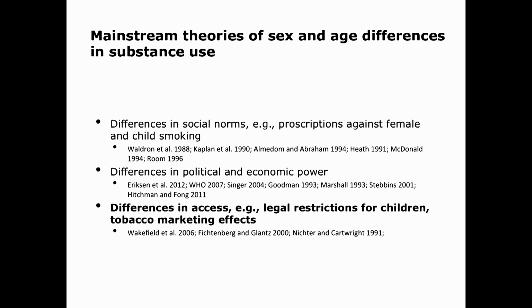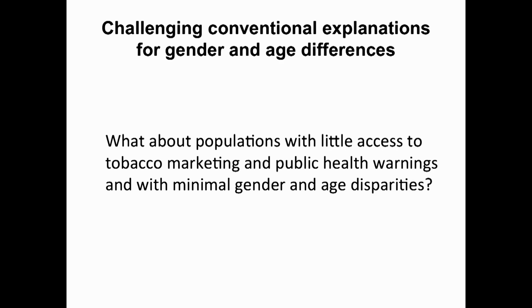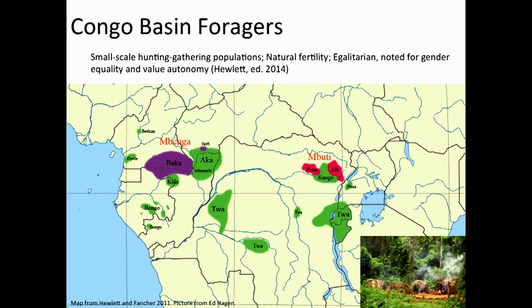But then that got us thinking, what about populations that don't really have access to this tobacco marketing and other marketing of drugs, and that actually have high amounts of gender equality? Not gender inequality, but gender equality. So that's, I just asked that question. Now you guys get to read it. But so that's exactly, we have access to these unique populations in the Congo Basin called Congo Basin foragers. And there are many of them.